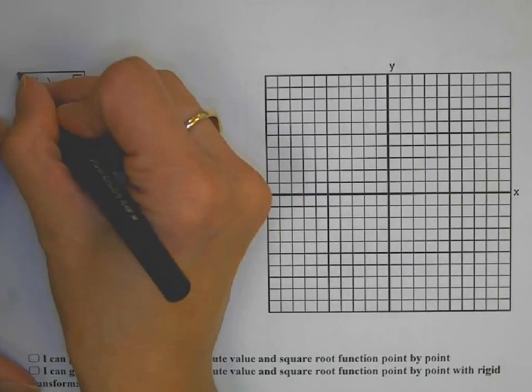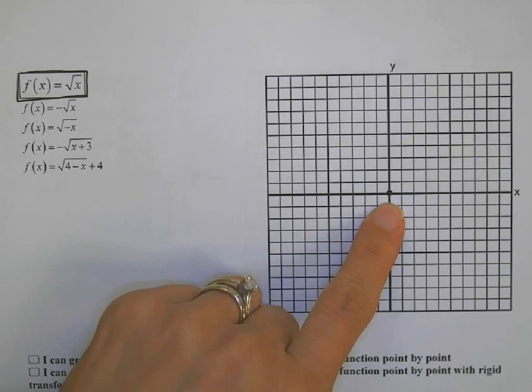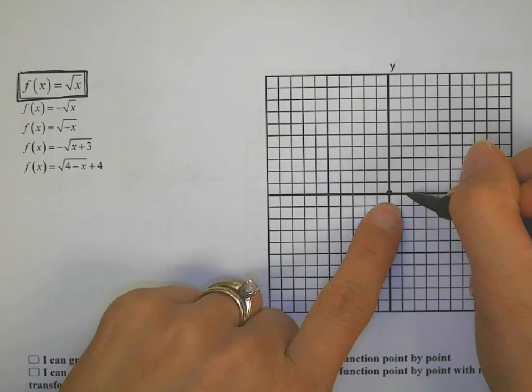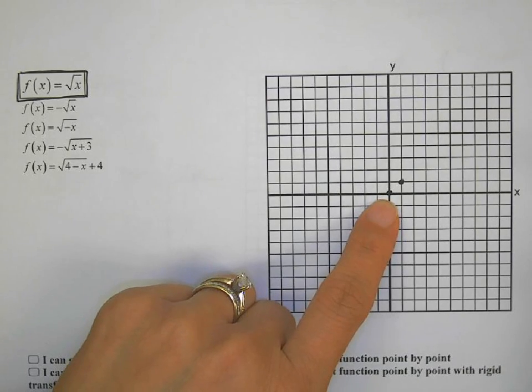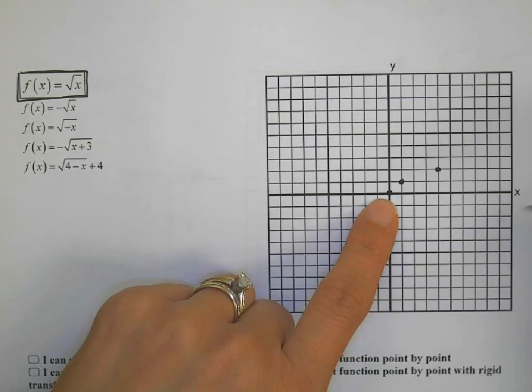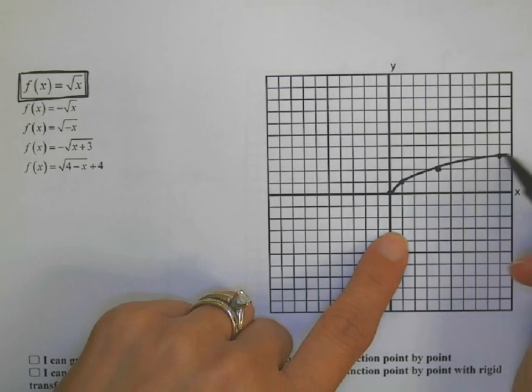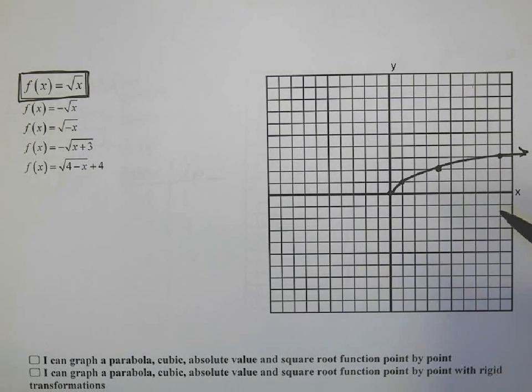Okay, the first one is the square root. So let's go ahead and take the square root of 0, which gives us 0. The square root of 1 is 1. The square root of 2, oh, that's too icky. Let's not do that. Let's do the square root of 4, because that's easy. That's 2. So I'm going to pick nice numbers, perfect square numbers. The next one I'll plug in is 9, because the square root of 9 is 3. So this is what a square root function looks like. It looks like a shooting star. It's curvy. It's half a parabola.